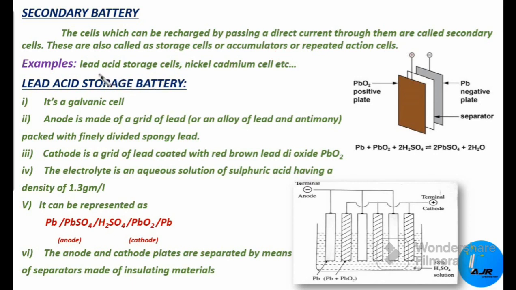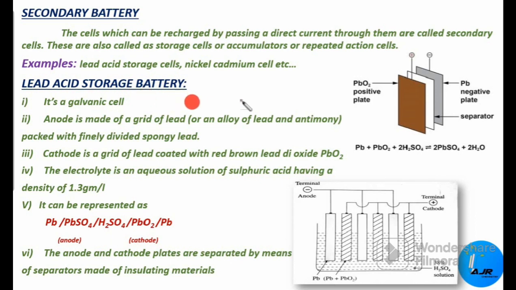We have some examples under this category. They are the lead acid storage cells and nickel cadmium cells, and we have so many other examples also. First we are going to see about the lead acid storage battery. Actually it is a galvanic cell. What do you mean by a galvanic or voltaic cell? It means it converts chemical energy into electric energy. That's why it's called a galvanic cell.